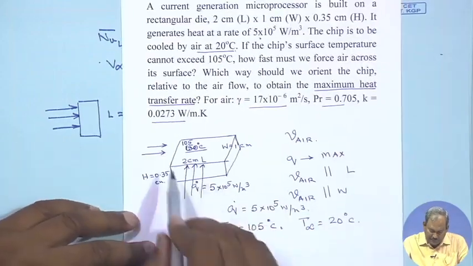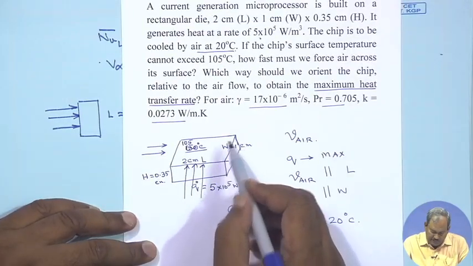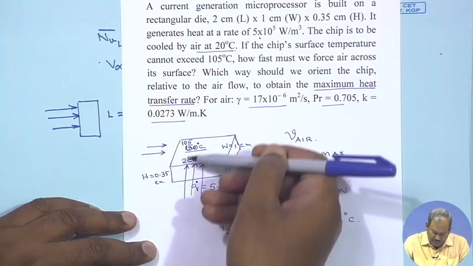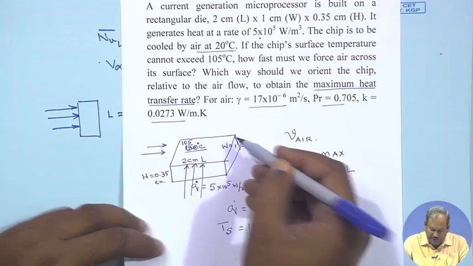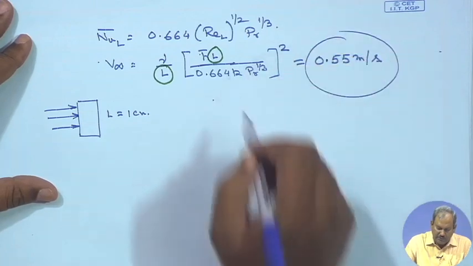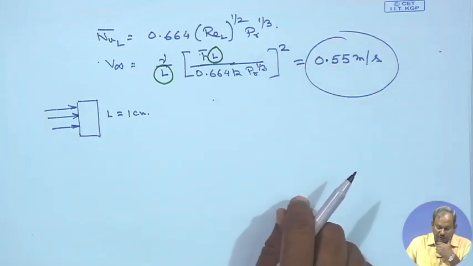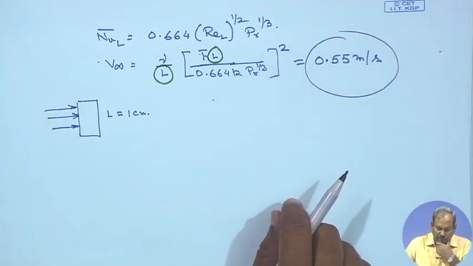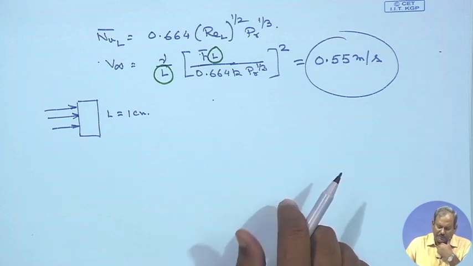So, as you have seen in this case, this is 2 centimeter and this is 1 centimeter. So, you want to have the flow in this direction. So, the corresponding length scale would be equal to 1 centimeter. And when you do that, you are going to find out the value of the air velocity required for this case is 0.55 meter per second.